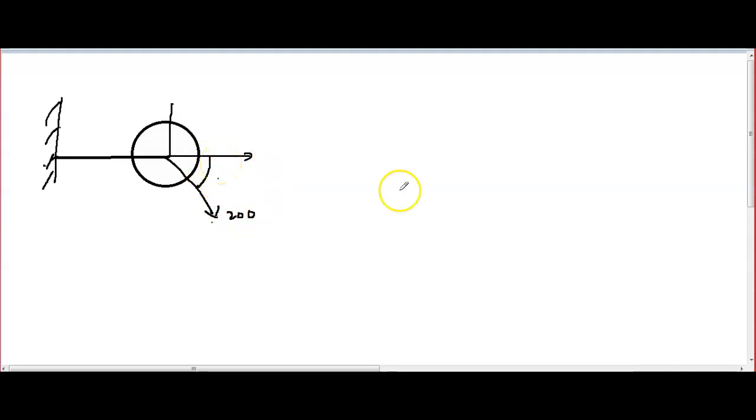One minute. This is 60 degrees. This is 80 Newtons given. This is another 80 Newtons given. Question problem number 5.16. Leave it. See the question. I will explain here. This is given 30 degrees, and this is 30 degrees.